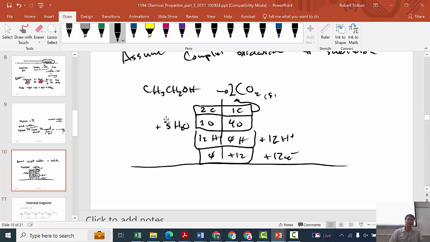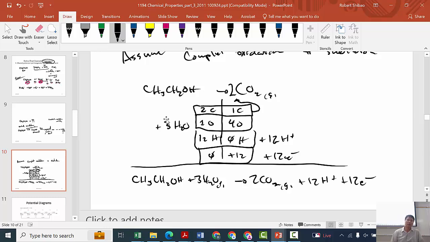So this is the oxidation half reaction. Oxidation is loss, so the ethanol got oxidized. Who oxidized the ethanol? Well, it's got to be the permanganate that oxidized the ethanol. This is going to yield 2 CO2 plus 12 H+ plus 12 electrons. Now, is this the balanced oxidation half reaction, or is it balanced?